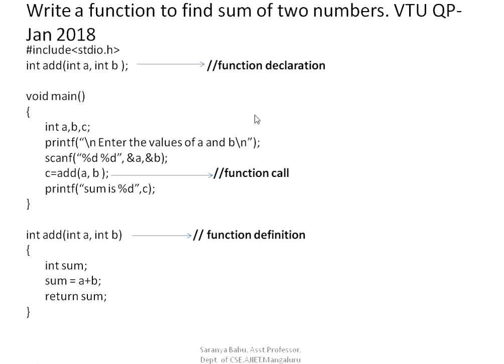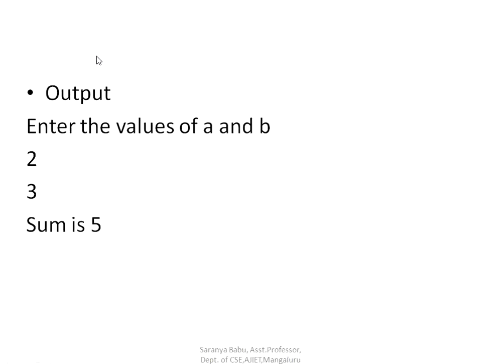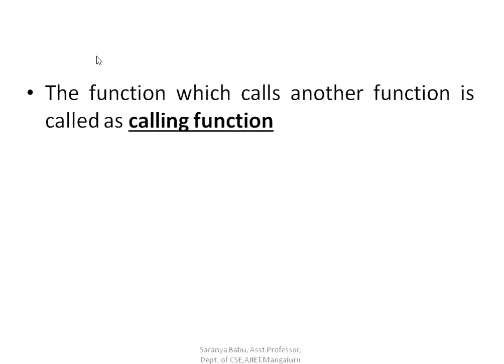Fine. So this is function declaration. Function call always comes in the main function and function definition is outside it. Okay, don't define the function inside the main function. It is outside, or it is before the main function. Same thing, sum is 5.